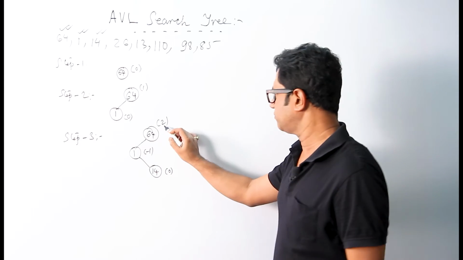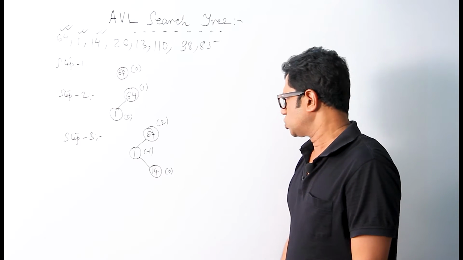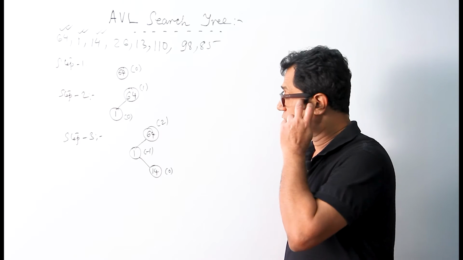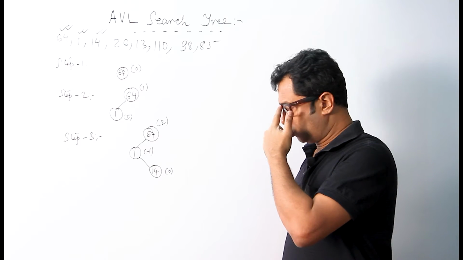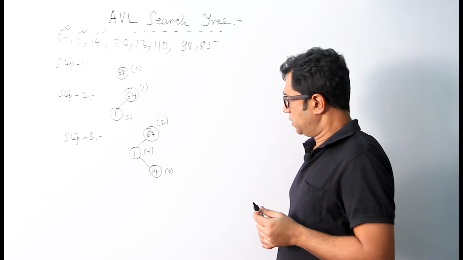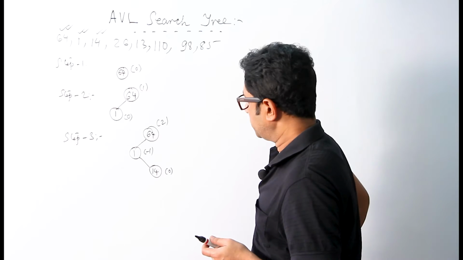So we see that a violation of the balance factor has occurred in step 3. This needs a rotation to be performed in order to balance the AVL search tree. So how do we do that? Let me apply the necessary rotations which need to be performed in this case.